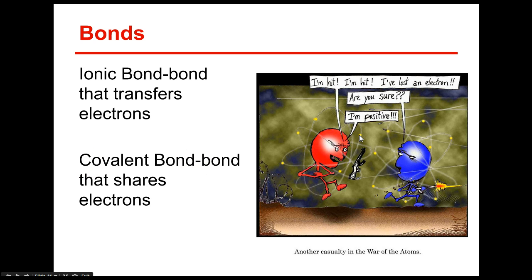If you see my little comic here, take a peek at that, decide if you think that's an ionic or a covalent bond in that one. If you thought ionic, you're correct. This guy in the red says, I'm hit, I've lost an electron. So he's lost an electron, it was transferred somewhere else. And his buddy here asks him, are you sure? And he says, I'm positive. Because when you lose a negative, you become positive. Little science humor for your day there, my friends.